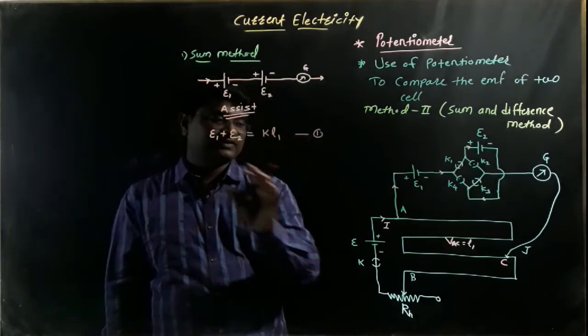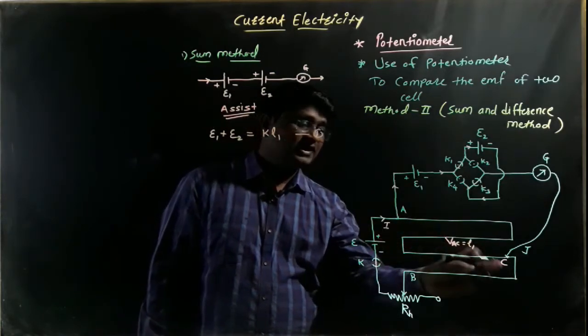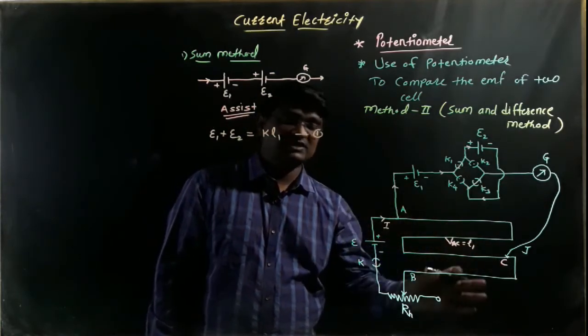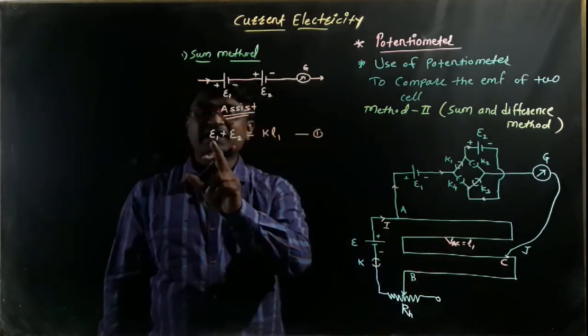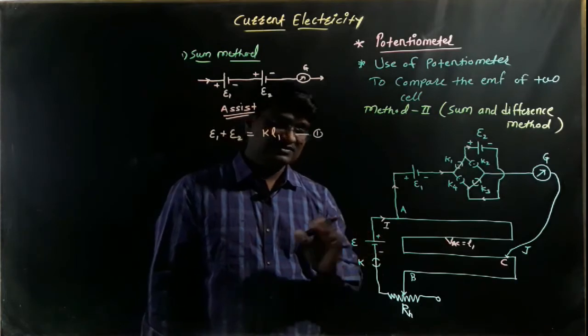The potential difference between any segment, any portion, is directly proportional to the length of the same portion. So as per this, we find that epsilon 1 plus epsilon 2 is equal to K L1. Do you get this? Okay.